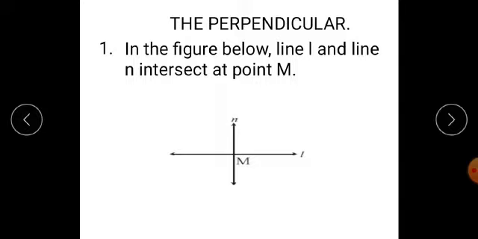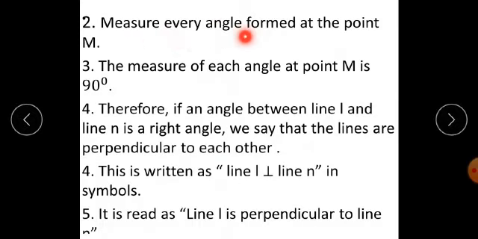Now, students, in the figure below, line L and line N intersect at point M. Measure every angle formed at point M.